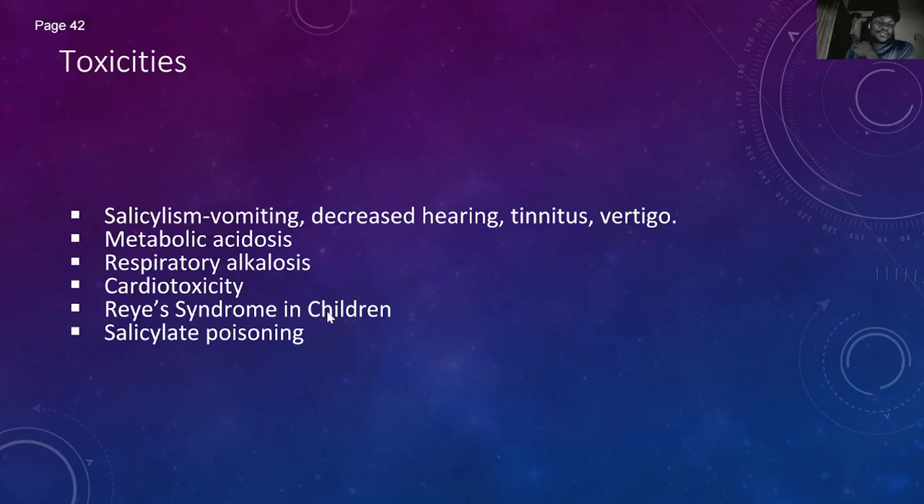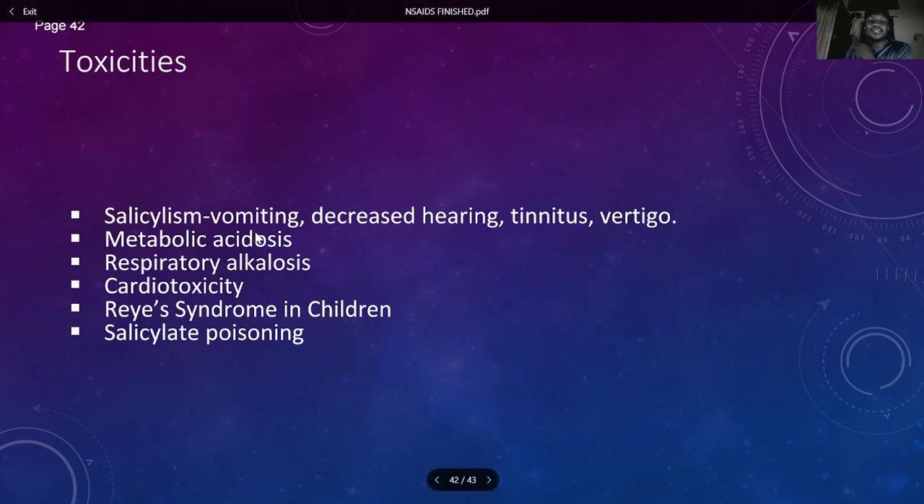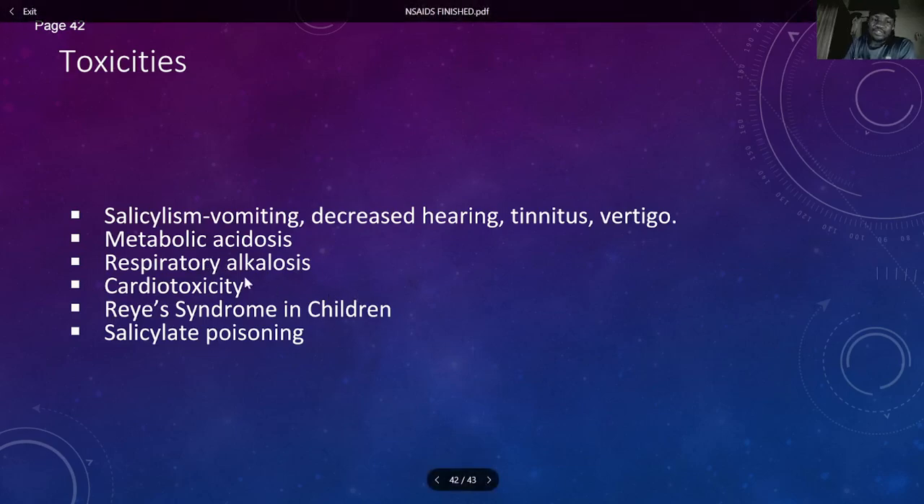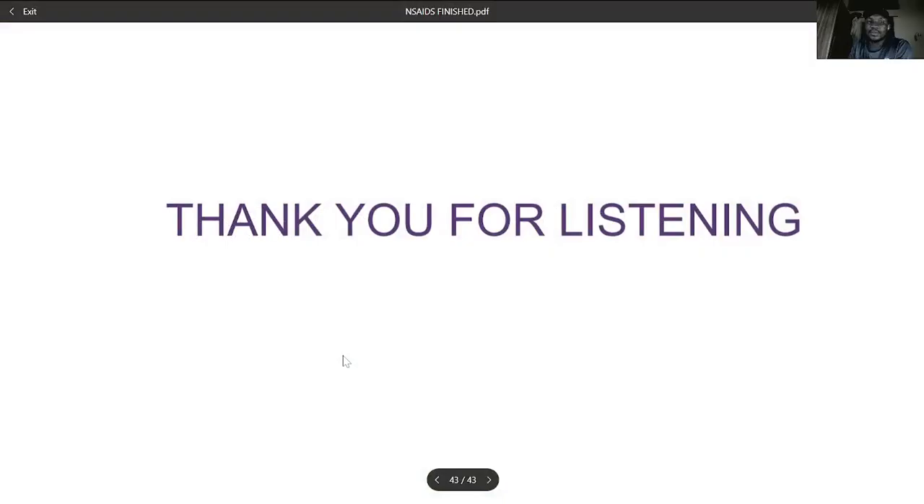Now, toxicities of NSAIDs: salicylism, that's salicylic poisoning, vomiting, decreased hearing, tinnitus, vertigo, metabolic acidosis. Like I said earlier, it can reduce the pH level, so it can increase the acidic content of the blood. It can cause respiratory alkalosis, cardiotoxicity, Reye's syndrome in children, salicylic poisoning.